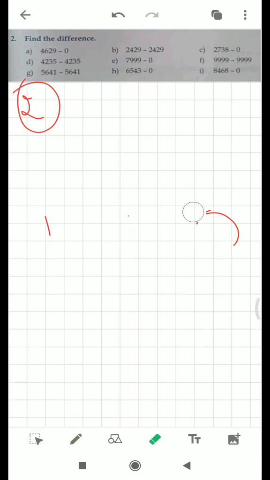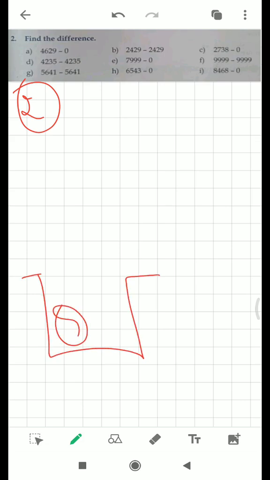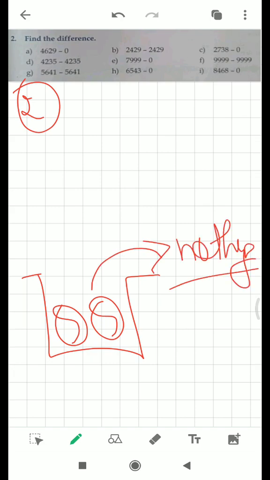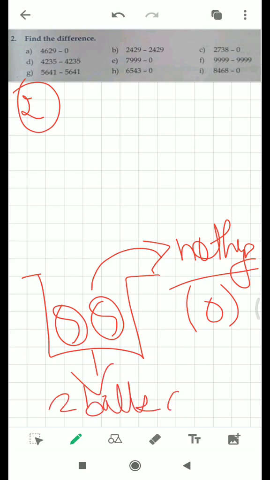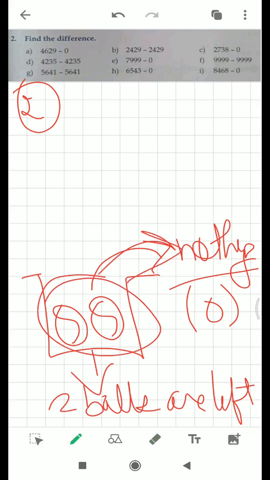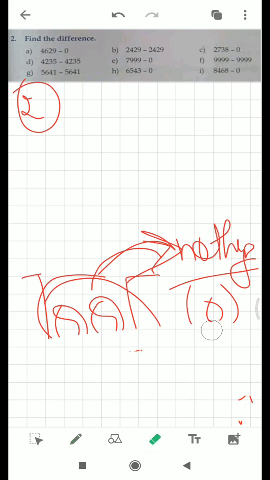And the second thing you have to remember is that there is a basket, there are two balls in it, and I take out nothing. That nothing means 0. मैंने कुछ भी नहीं निकाला. So what will be left in the basket? Again, two balls are left. Already there were two balls. पहले भी two balls थी, हमने कुछ भी नहीं निकाला, right? We didn't take out anything. Still two balls are left in the basket. So these two things you have to remember.